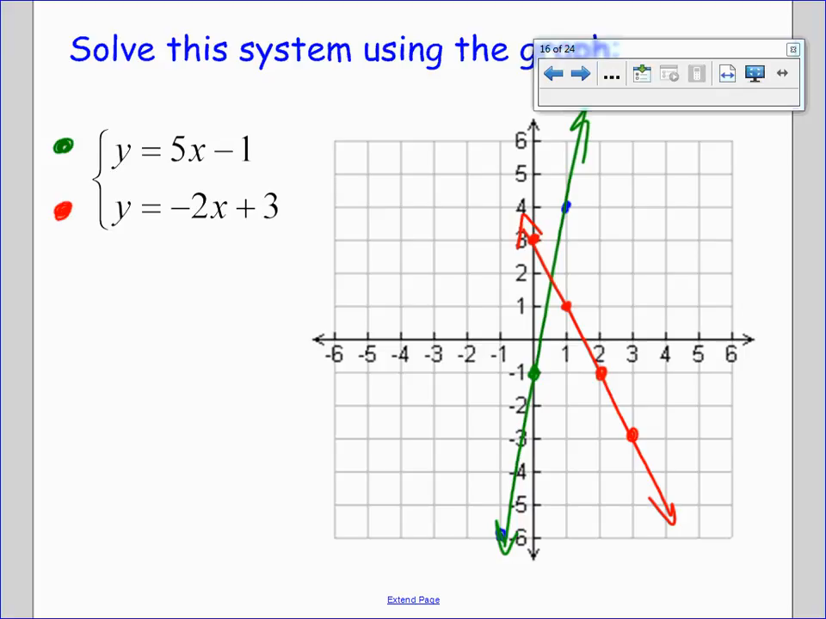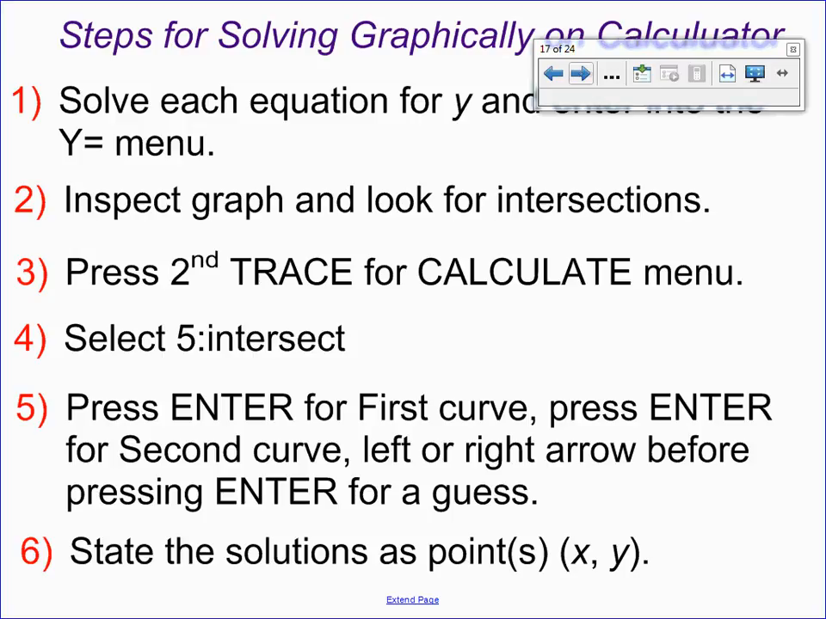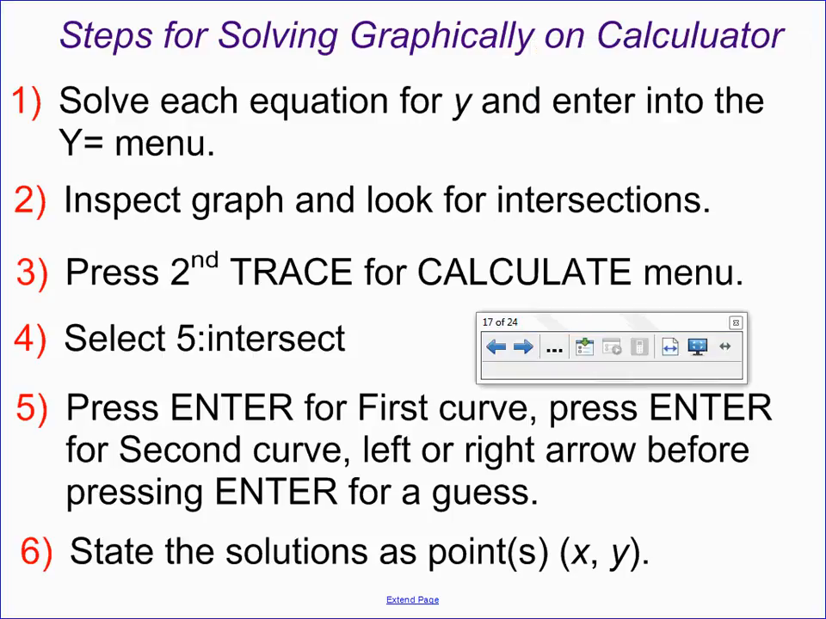And so tables have their limitations, graphing has its limitations, particularly if it looks like a fractional point of intersection. That's okay though. We can use our graphing calculator to find that numerically and get an approximation. So everybody find your steps. This is powerful. So we're going to solve graphically using our calculator to get a decimal approximation.